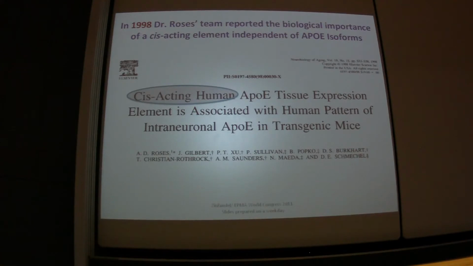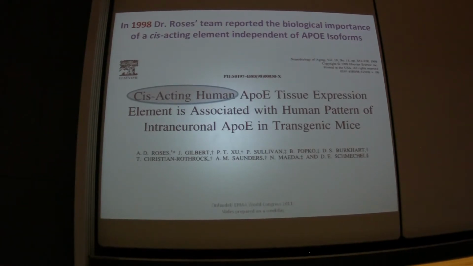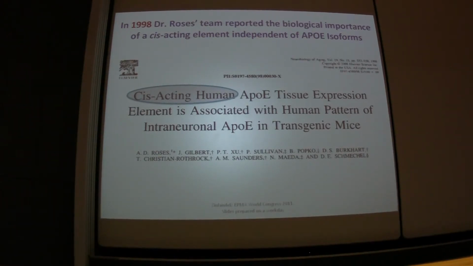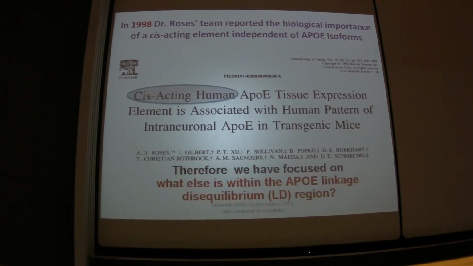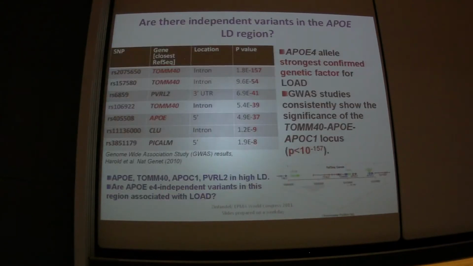Actually, Dr. Rose's group already thought of the existence of such a modifying factor back in 1998, and they started looking for cis-acting genetic variations that work in concert with the ApoE alleles, in what we call the linkage region.